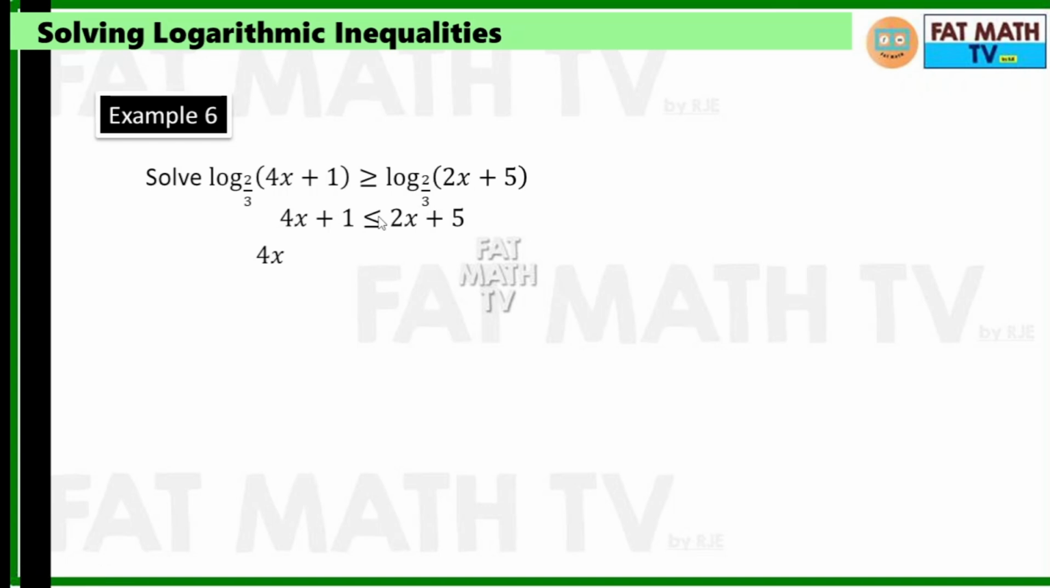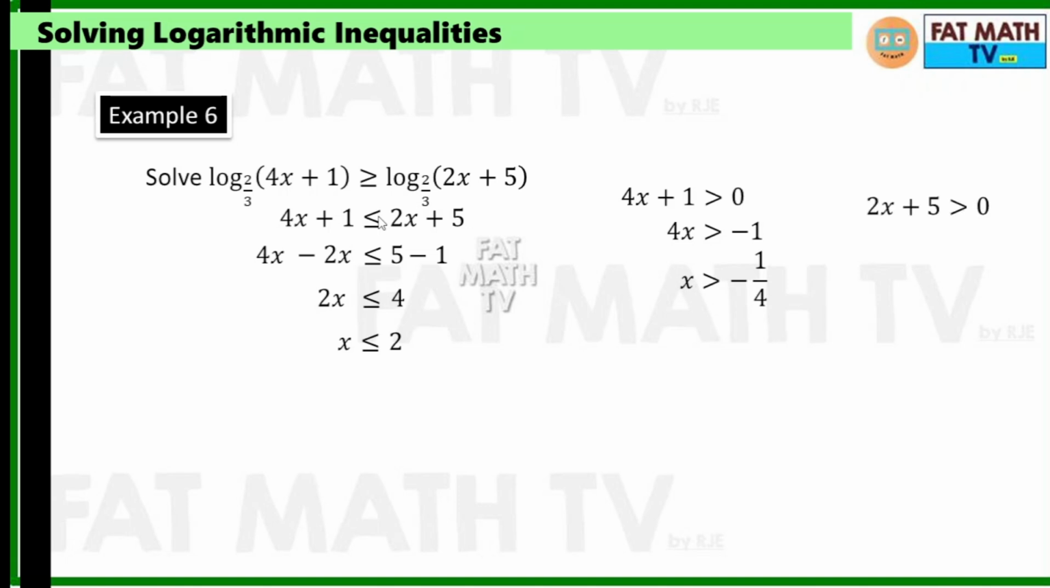So put 2x to the left, 1 to the right, you will have 4x minus 2x is less than or equal to 5 minus 1. 4x minus 2x is 2x, 5 minus 1 is 4. Divide both sides by 2, x is less than or equal to 2. 4x plus 1 should be greater than 0, so 4x should be greater than negative 1. Divide both sides by 4, we will have x is greater than negative 1/4. 2x plus 5 should also be greater than 0, so 2x is greater than negative 5. So x is greater than negative 5/2.